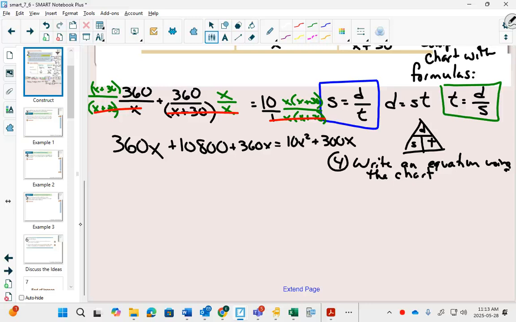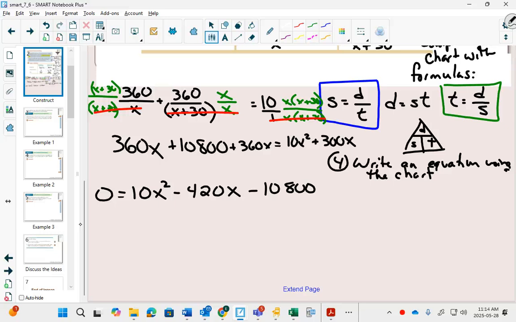How do you solve quadratic equations? Make one side equal to 0. I would probably make the left side equal to 0 because I like whatever's in front of my x squared to be positive. So I have a 10x squared. I'm going to combine my like terms. 360 plus 360 is 720. When I move it over to the other side, I get negative 420x. And moving the 10,800 over to the other side, I get this equation.